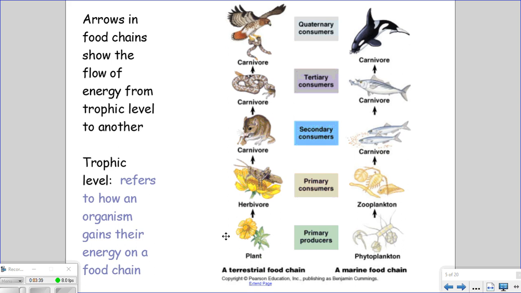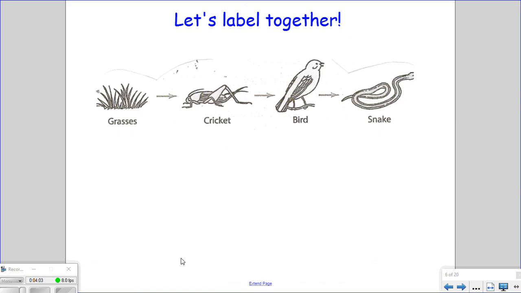So for example, the plant would be the first trophic level, the herbivore here would be the second trophic level, the mouse here would be the third trophic level, the snake would be the fourth, and then this hawk here would be the fifth trophic level. So here we'll label our trophic levels, and we'll label our organisms as well.